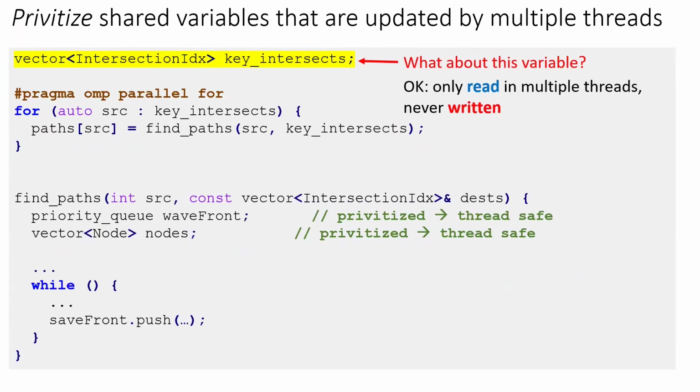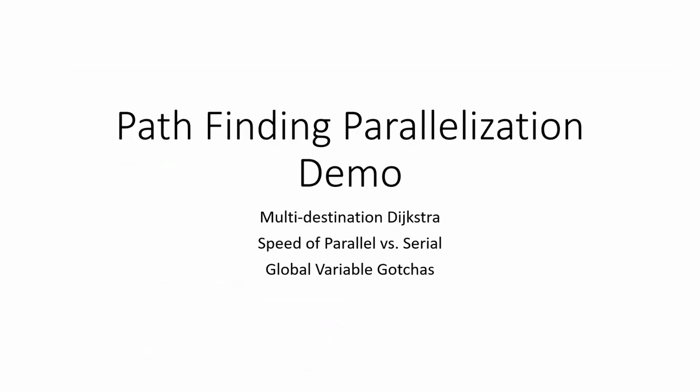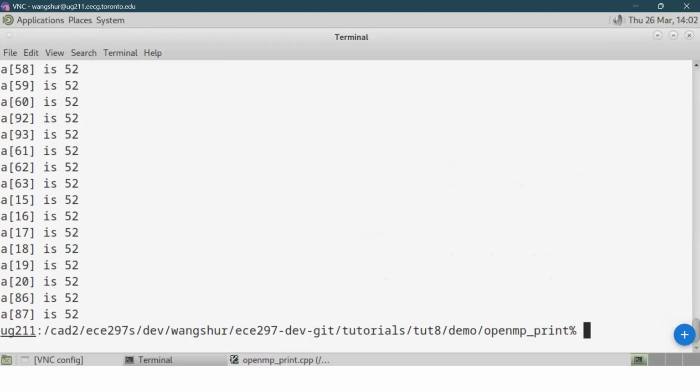So the best way to write it is just this. Inside each of the find paths, it has its own wavefront and nodes. Okay? And let's go to the demo.